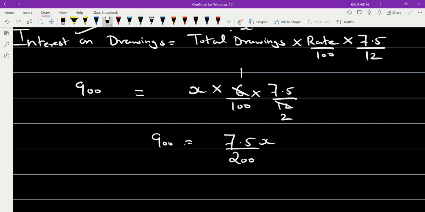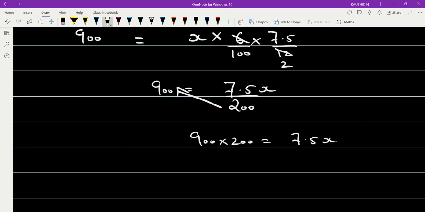Now what needs to be done? A cross multiplication you have to apply. 900 into 200 is equal to 7.5x. Now you calculate and tell me what is 900 into 200. What value do you get by multiplying 900 with 200? 1,80,000 is equal to 7.5x.